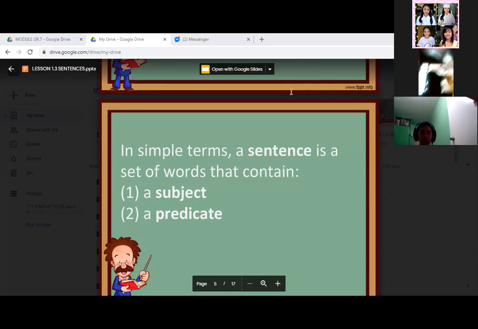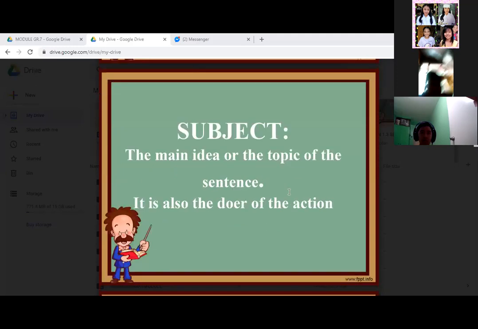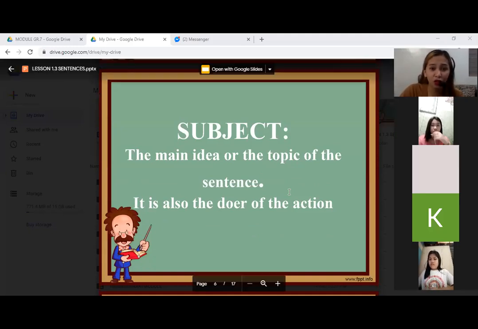And when we say predicate, it describes the subject. Okay? It describes the topic in the sentence. Okay, take a look at this. According to this, when we say subject, it is the main idea or the topic of the sentence. It is also the doer of the action. So what do you mean by that? When you say doer of the action, siya yung gumagawa ng kilos. Okay? Always remember that when we say subject, it is the doer. When you say doer, gumagawa, kumikilos sa pangungusap.